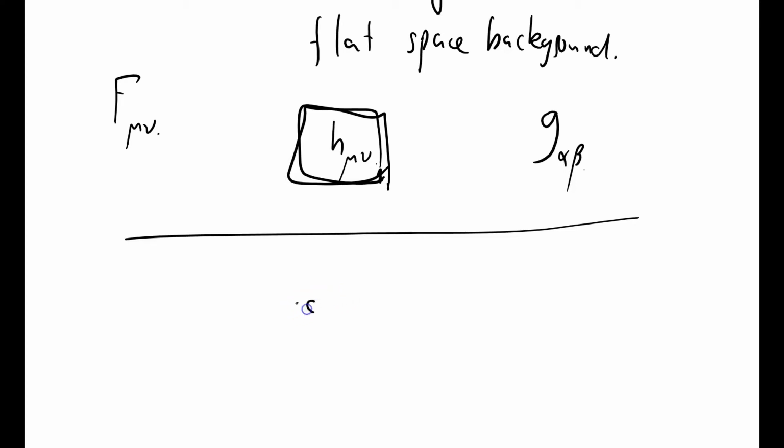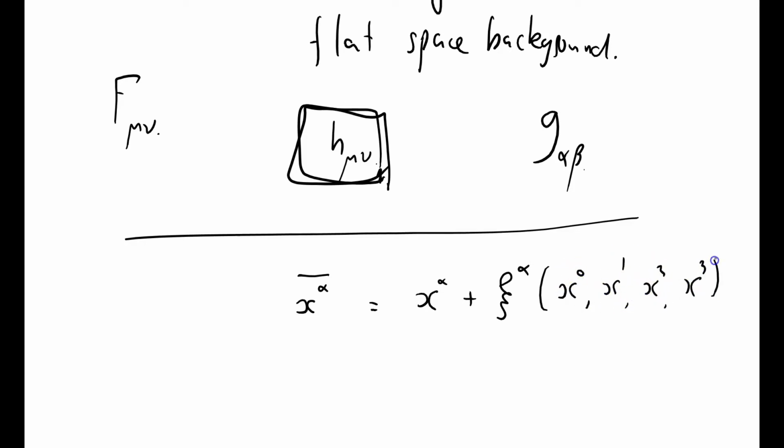I'm going to consider small perturbations. I'm going to consider a barred coordinate system which is equal to the old coordinate system plus some small function psi alpha of x0, x1, x2 and x3. So that's the new barred coordinate system. It's equal to the old plus some, of course, small function of the old coordinates.